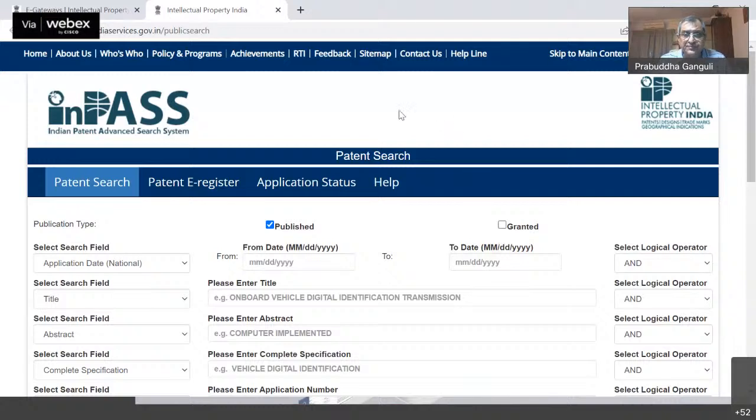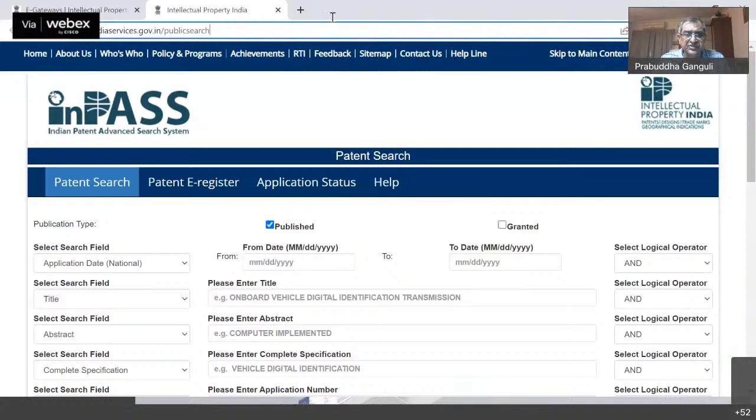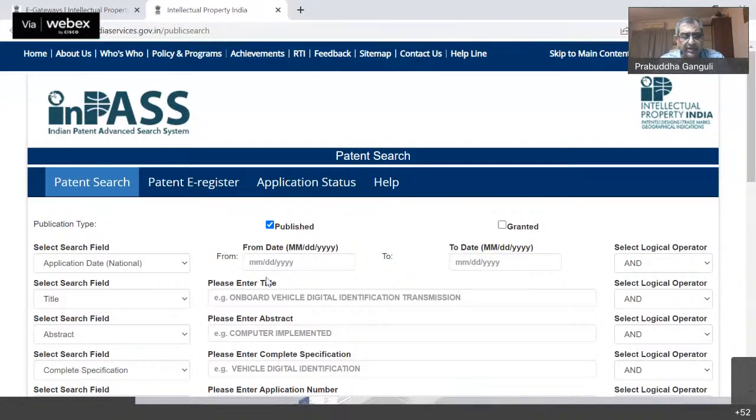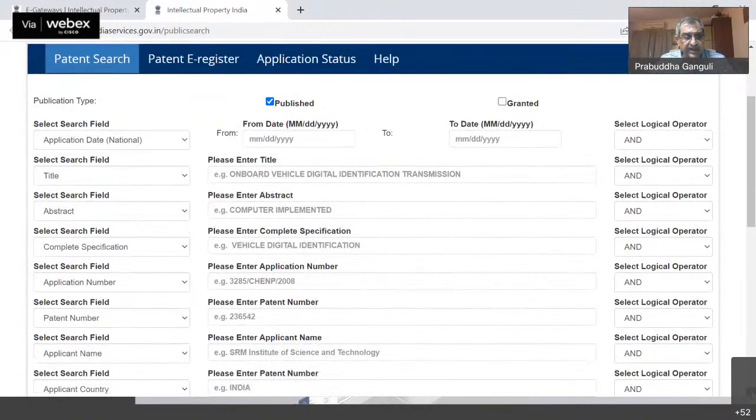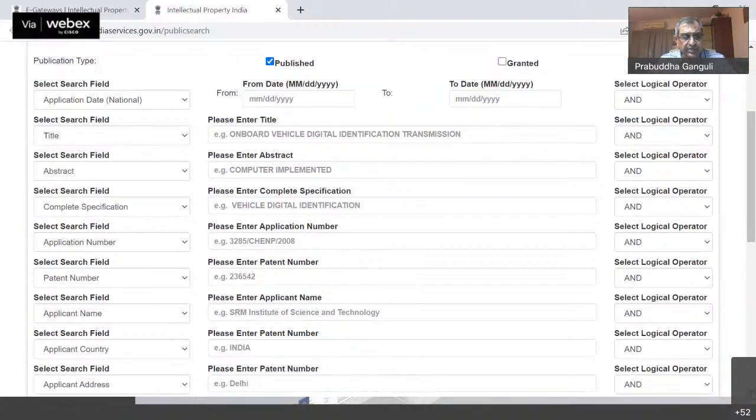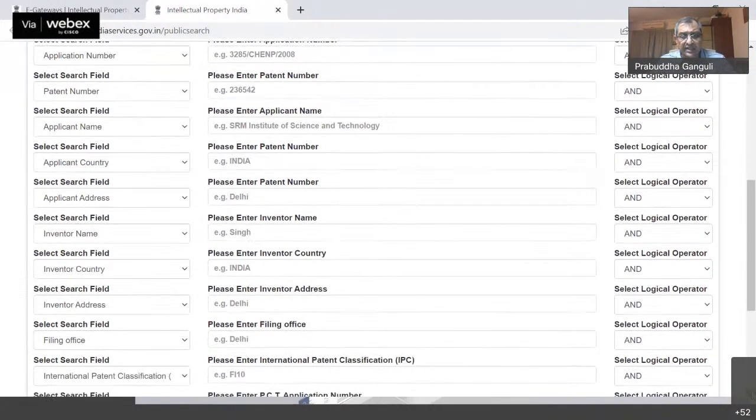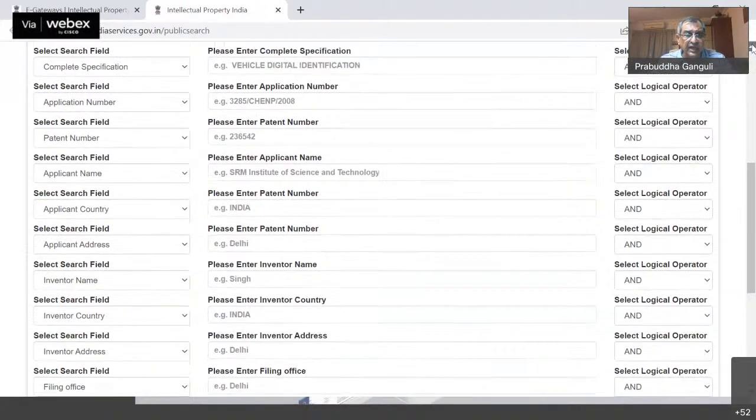So it's published. Now, suppose you want to see from here. Now you can see that there are different fields, I told you it is extremely well-structured: title, abstract, complete specification, application number, patent number. And mind you, the Indian database is not all that well-structured. The foreign databases are even better. But let's come to all this.